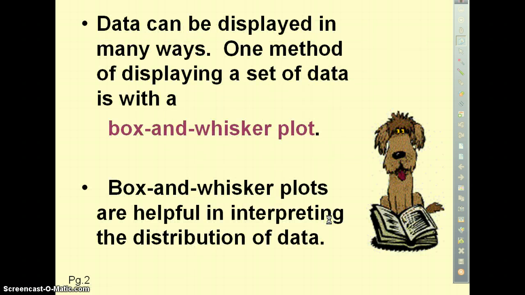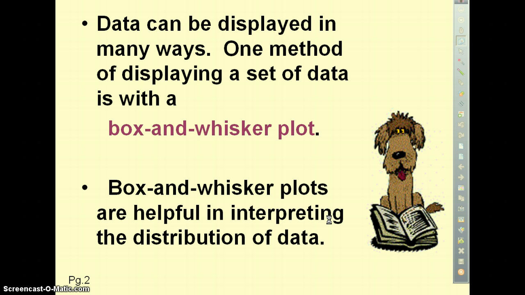Data can be displayed in many ways. One method of displaying a set of data is with a box and whisker plot. Box and whisker plots are helpful in interpreting the distribution of data. Okay, if we have a set of data, I know you guys know how to calculate mean, median, and mode. Those are all measures of, where is the middle of the data? What's the best number to represent a set of data?